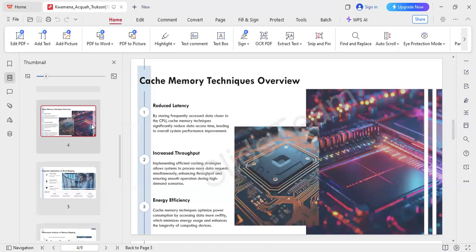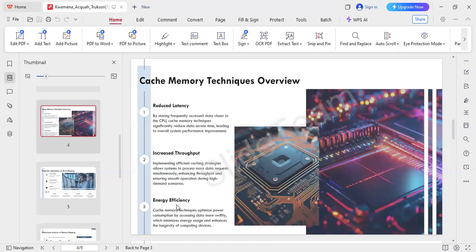Number two, we have increased throughput. With this one, its main purpose is to handle more data requests efficiently. And how can you do that? The method for doing that is by implementing efficient caching strategies. And if you do that, it's going to help in enhancing the ability to process multiple requests, especially under high demand.